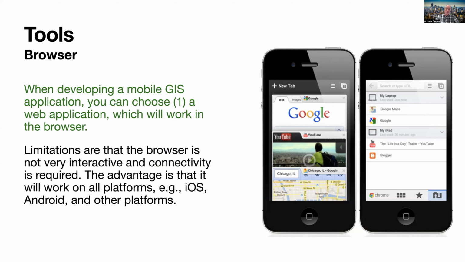And then not only do you have devices, your cell phones, your tablets, your laptops, we also have different tools. We can have tools that are either browser-based or app-based. So when we're developing mobile GIS applications, we have to choose: do we want an application that will work in a browser, like YouTube or Google Maps, for example?